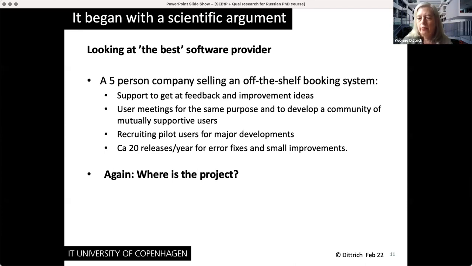And what was especially interesting here is they had about 20 releases per year for fixing errors and small improvements, sometimes bigger improvements. Major releases were when you had a change in the database schema, so you had to have some transitioning there, and minor releases where you didn't need to move the database. So again, there was no project. There were mainly 2-3 developers deciding at the lunch table what to develop in the afternoon.